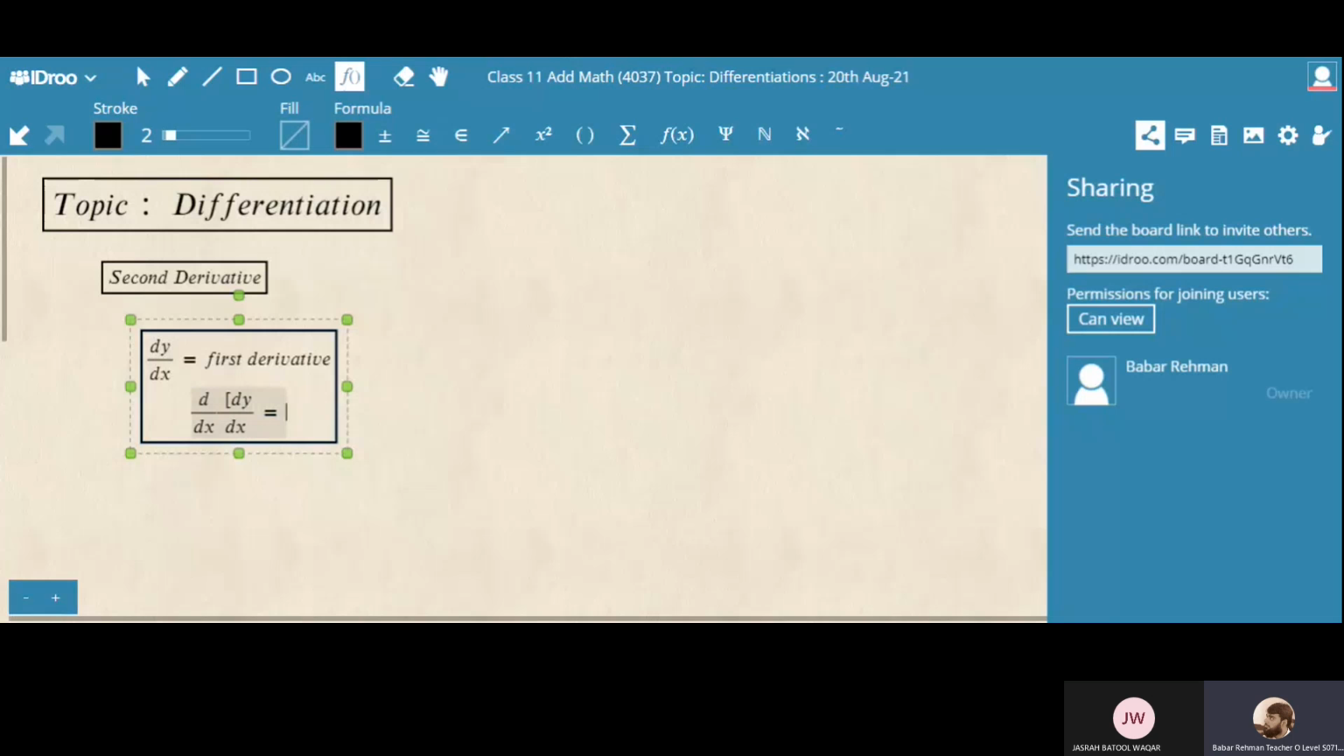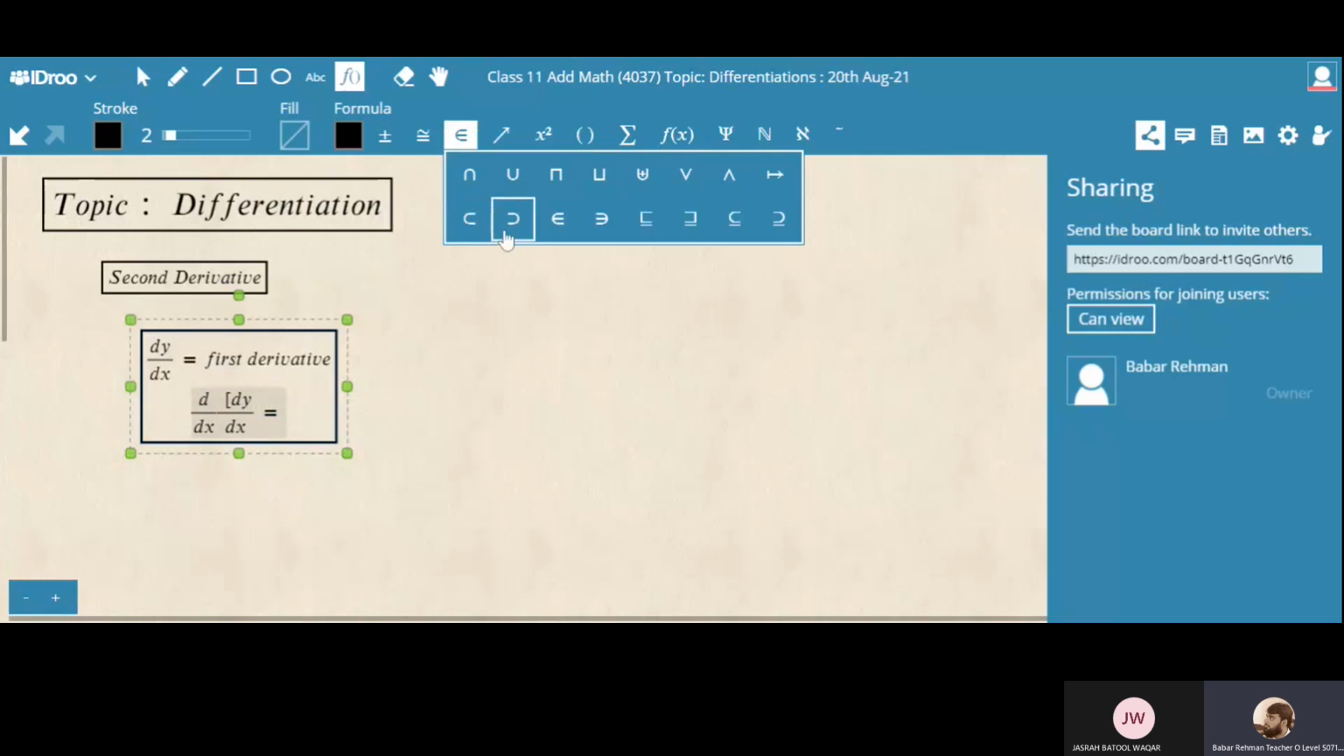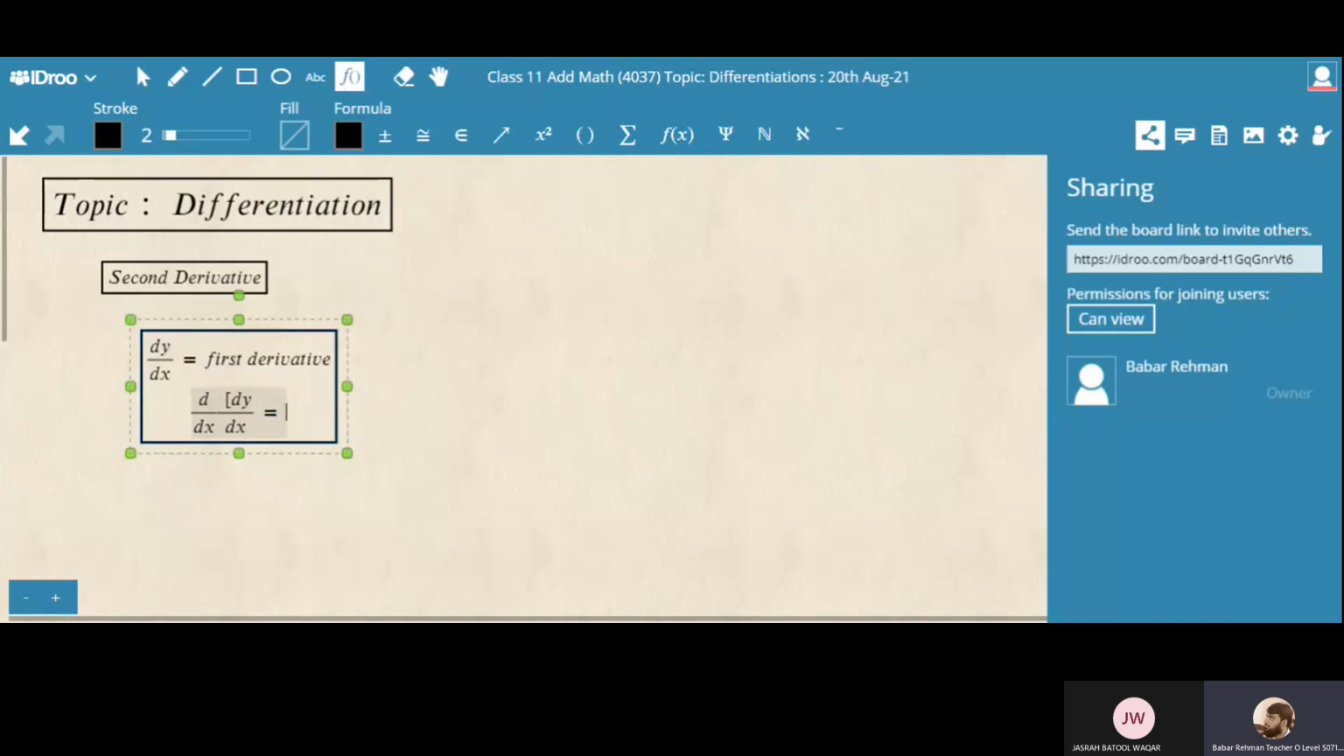Okay, I'm calling them from their WhatsApp. Some students are coming. Okay, when we find double derivative, when we have to find double derivative, what we do basically? What we do, we write d by dx. Okay, wait. Abdurrahman Kashif Salar.